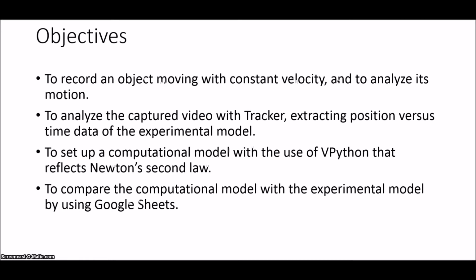The objectives of this lab were to record an object moving with constant velocity and to analyze its motion, to analyze the captured video with Tracker, extracting position versus time data of the experimental model, to set up a computational model with the use of VPython that reflects Newton's second law, and also to compare the computational model with the experimental model by using Google Sheets.